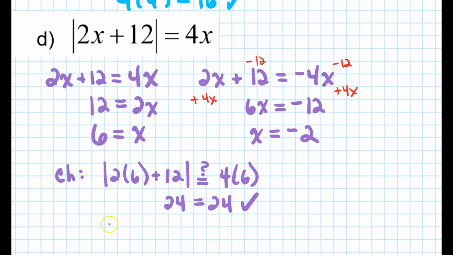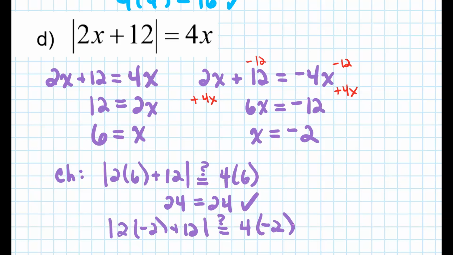And I check the next one. I get 2 times negative 2 plus 12. And does that equal 4 times negative 2? And what do we see?